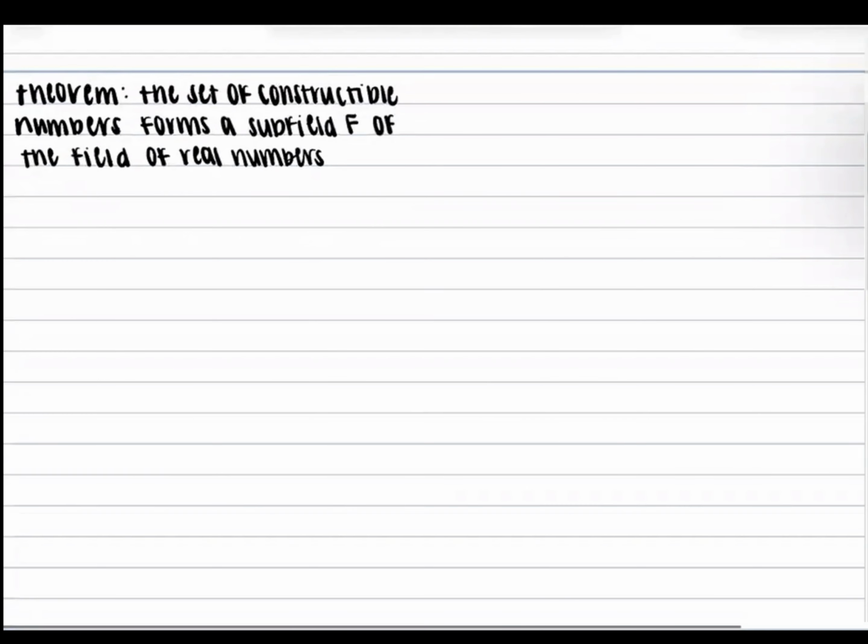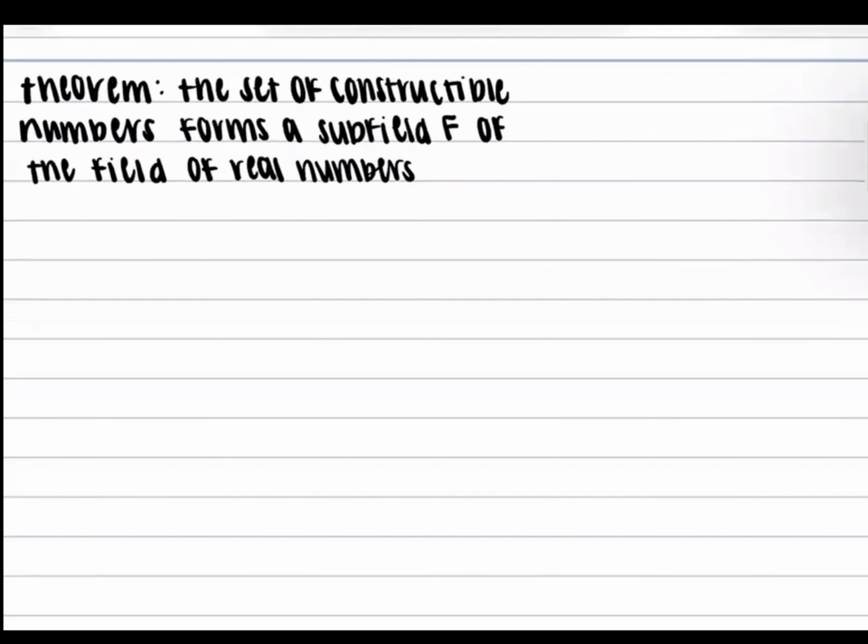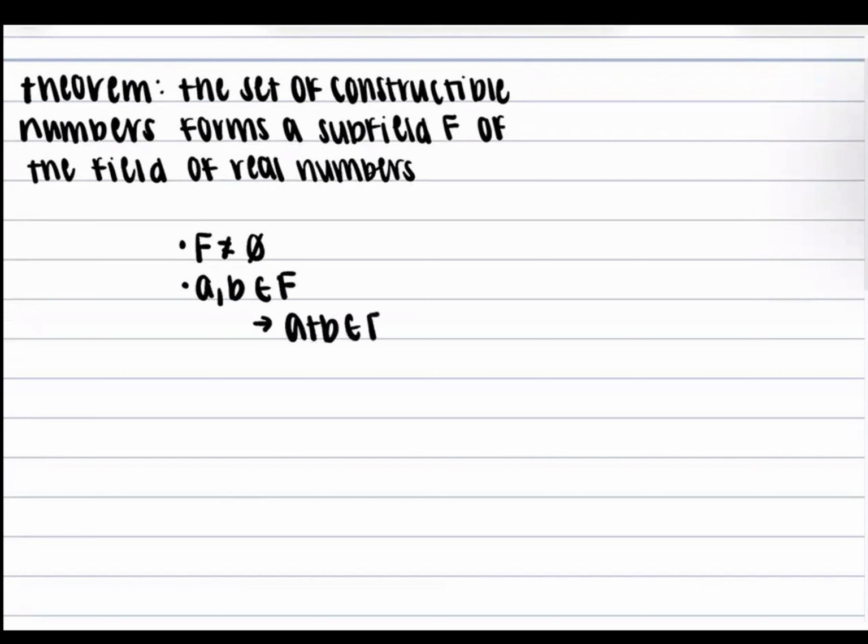So now we're going to be proving the following theorem, that the set of constructible numbers forms a subfield F of the field of real numbers. So in order to do so, we first need to show that F is non-empty. We also need to show that if A and B are elements in the constructible numbers F, then A plus B is an element in F, and A minus B is an element in F, thus showing additive inverses, that A times B is an element in F, and that A divided by B is an element in F, thus showing multiplicative inverses. We've already shown that it is non-empty.